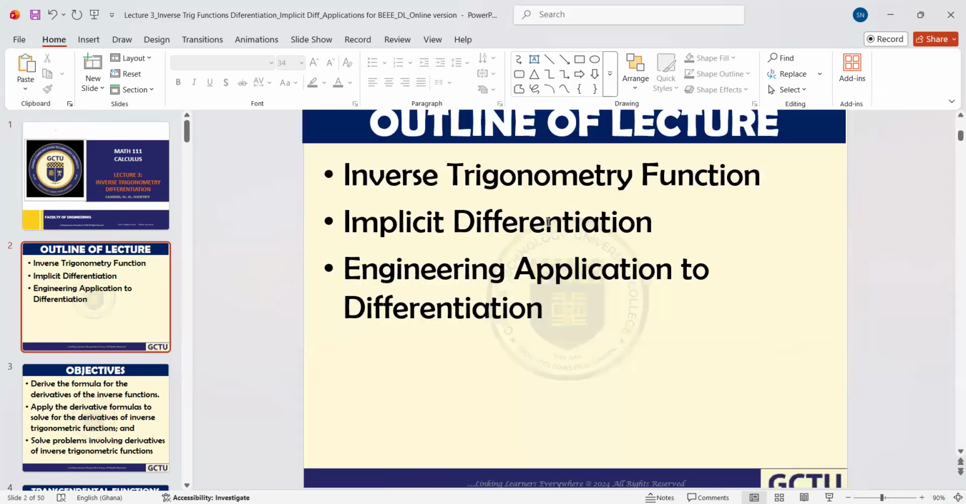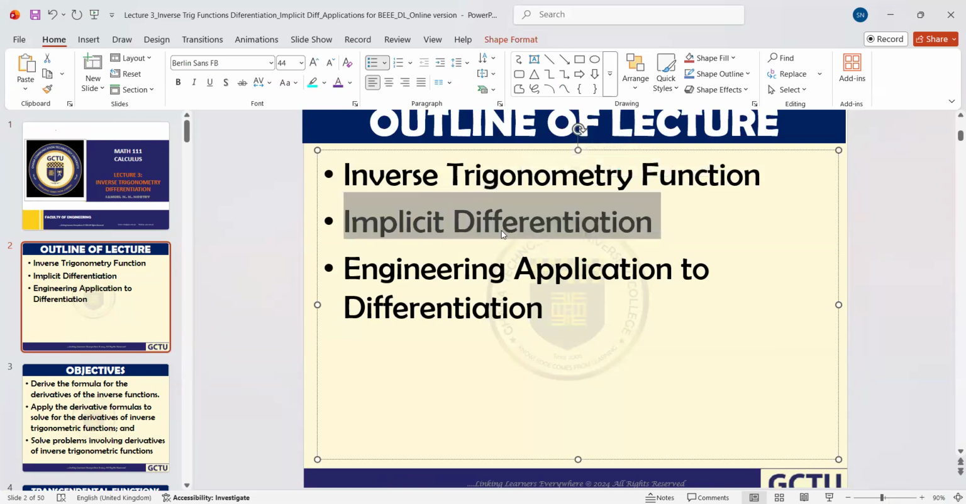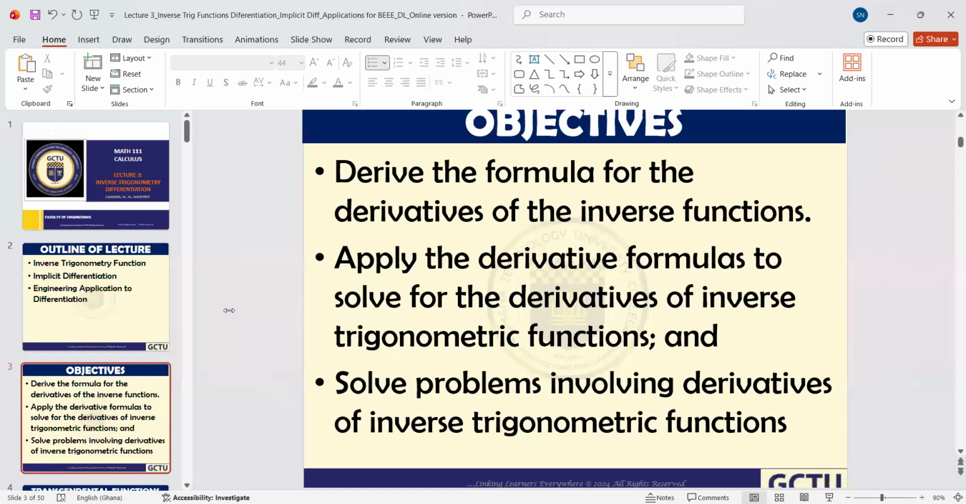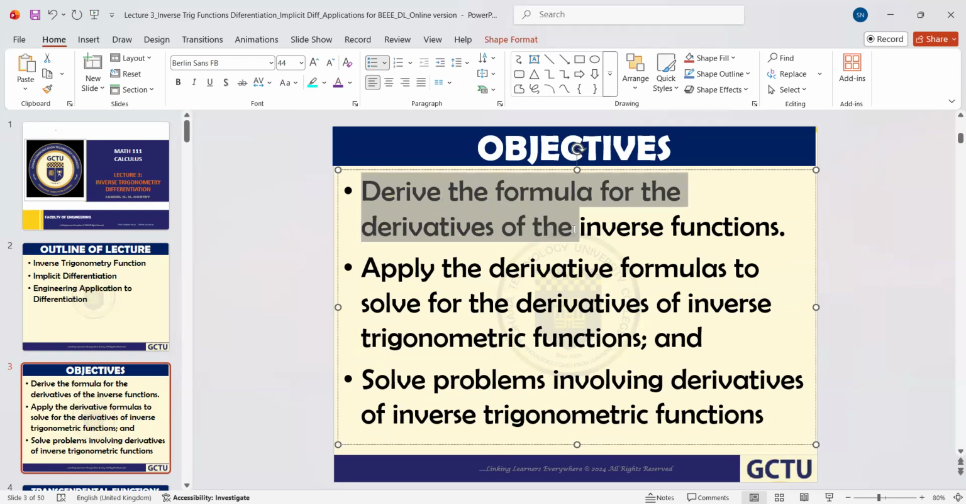Like I said, we are looking at three things: inverse trig functions, then implicit differentiation, and then some applications, both in engineering and non-engineering aspects. So how do we go about this? First of all, we want to derive the various formulas that are involved in inverse trig functions. How do you derive them?